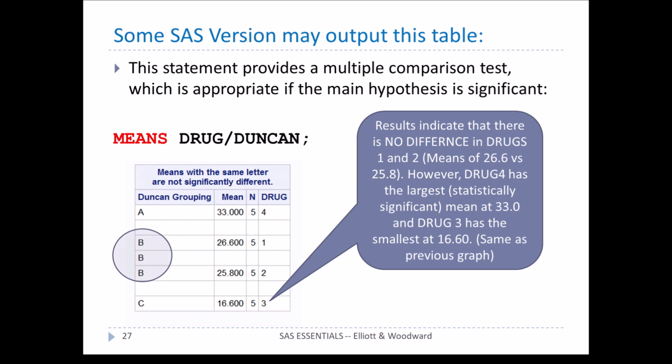And some versions of SAS may output this table, and again, it's basically the same information. As you can see, we have the Duncan grouping where it has A, B, C groups, and it groups them according to how it believes the results of the test determine what values are different and what are not.